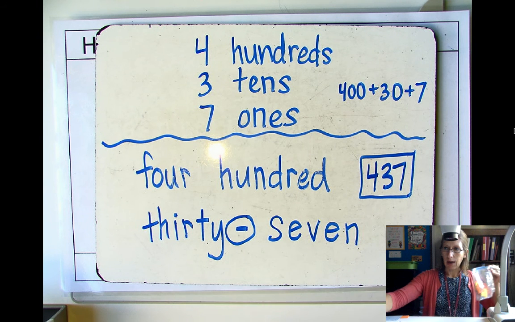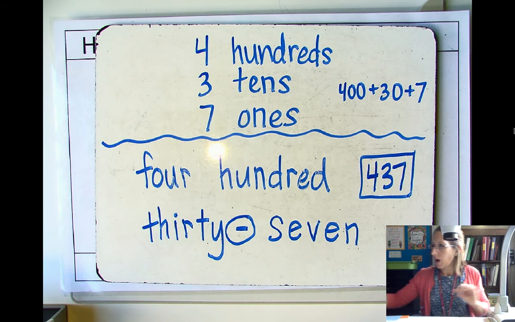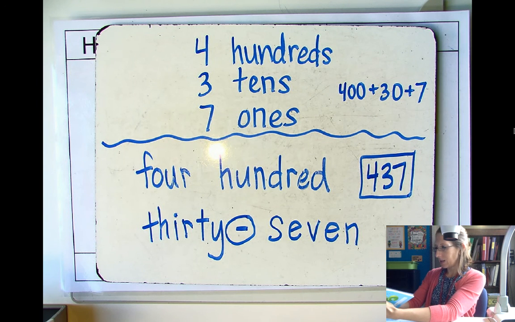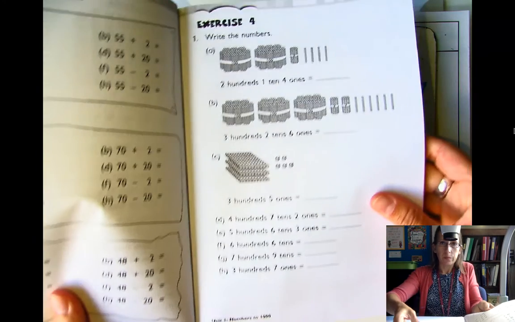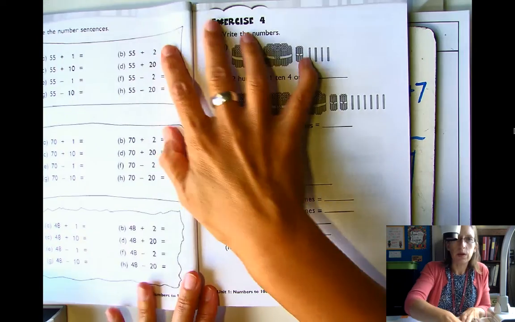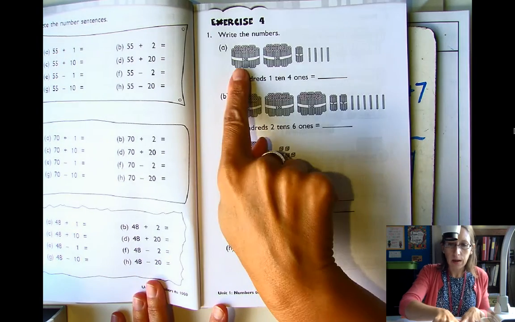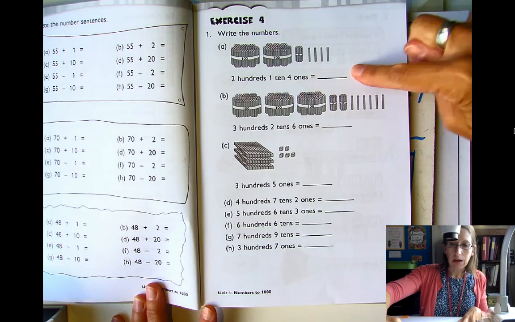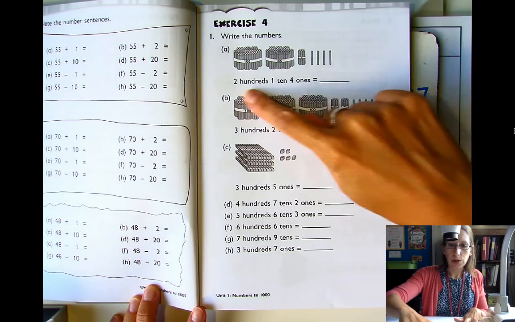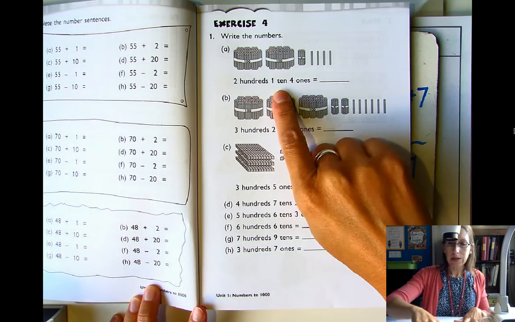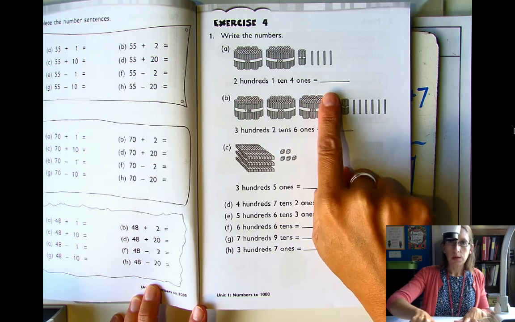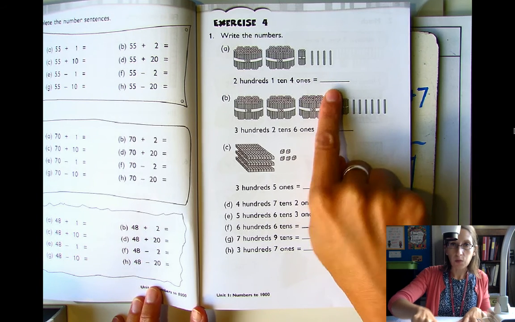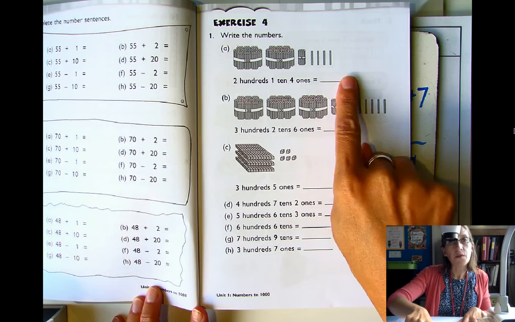Alrighty, let's take a look at our homework for today. Our homework for today is pages 15 to 16. Let's see what that looks like. Alrighty, so here on page 15, we have some hundreds, some tens, and some ones. And our job is to write the number in digits. So this one, 2 hundreds, 1 ten, and 4 ones, we would write 214, right? If we're writing it in digits, it would look like 214.